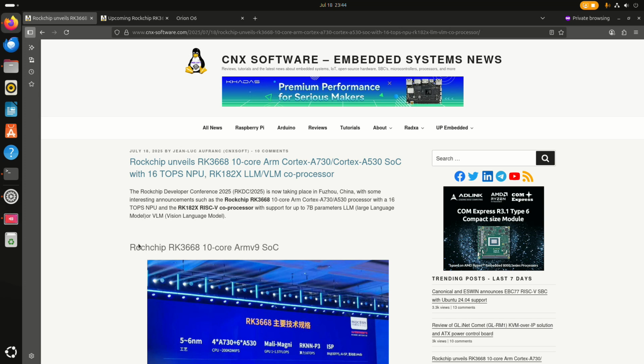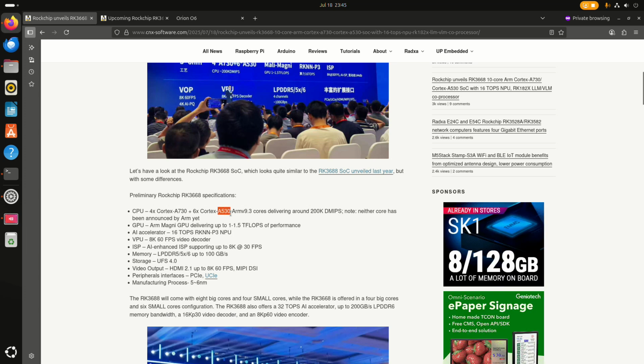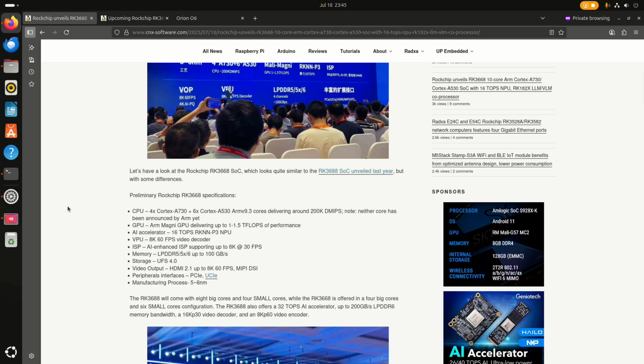So the RK3668 also has the big little design. So it has, I think, 4 A730 big cores and 6 little A530 cores. And it's going to be a significant upgrade from the Rockchip RK3588.